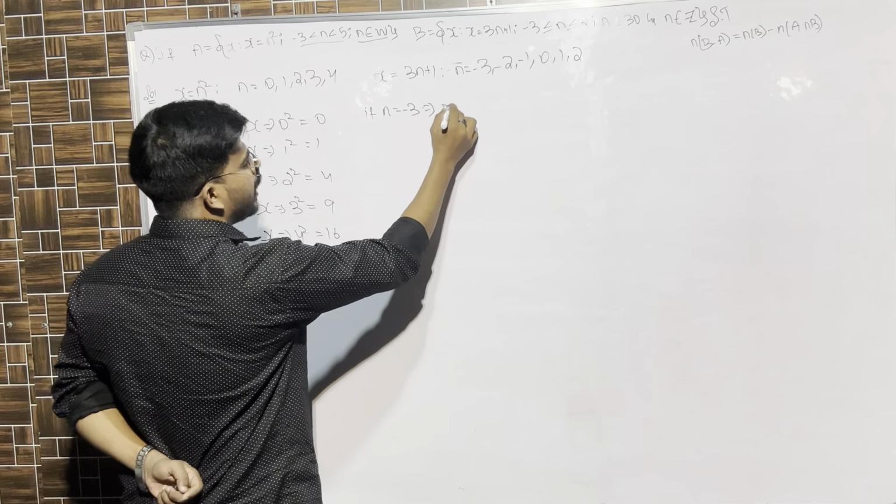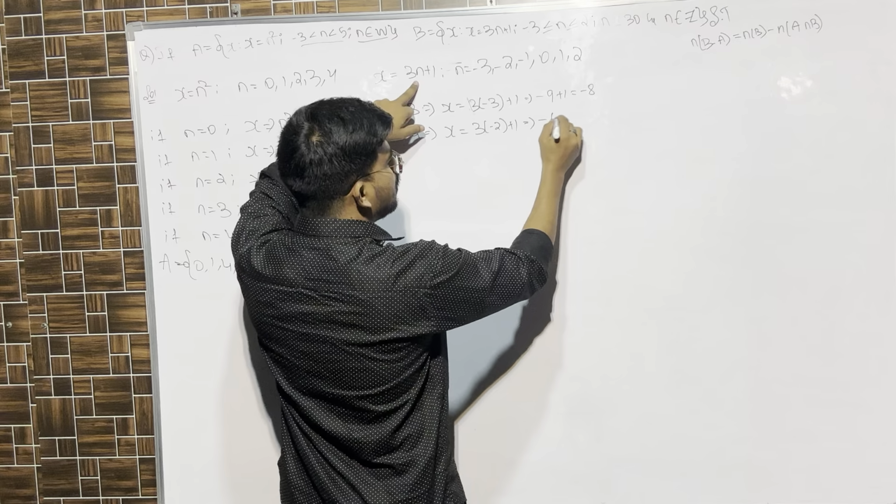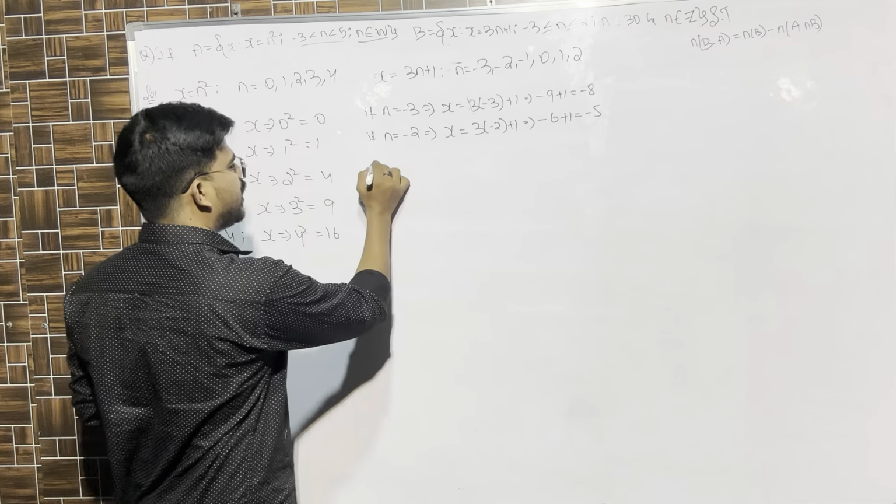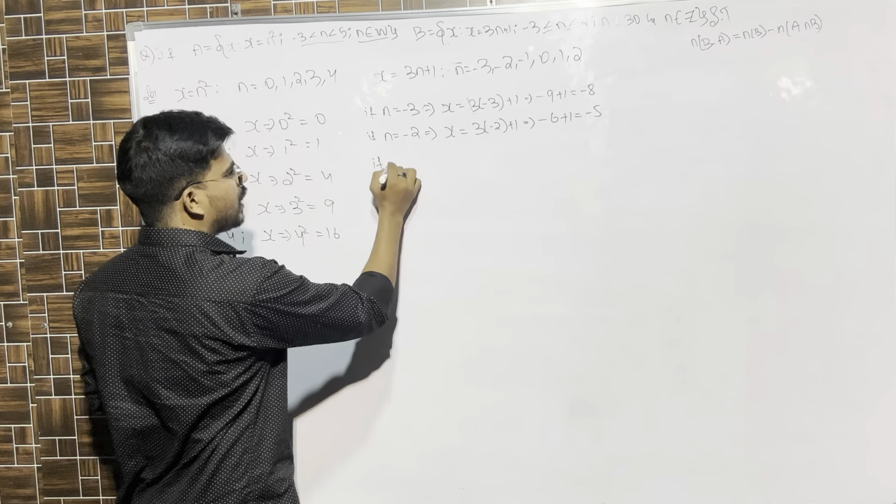Next, if n is equal to minus 2, x is equal to 3 into minus 2 plus 1. In the place of n I am writing minus 2. 3 into minus 2 is minus 6 plus 1, which is minus 5. Next, if n is equal to minus 1, x is equal to 3 into minus 1 plus 1. 3 into minus 1 is minus 3 plus 1, which is minus 2.